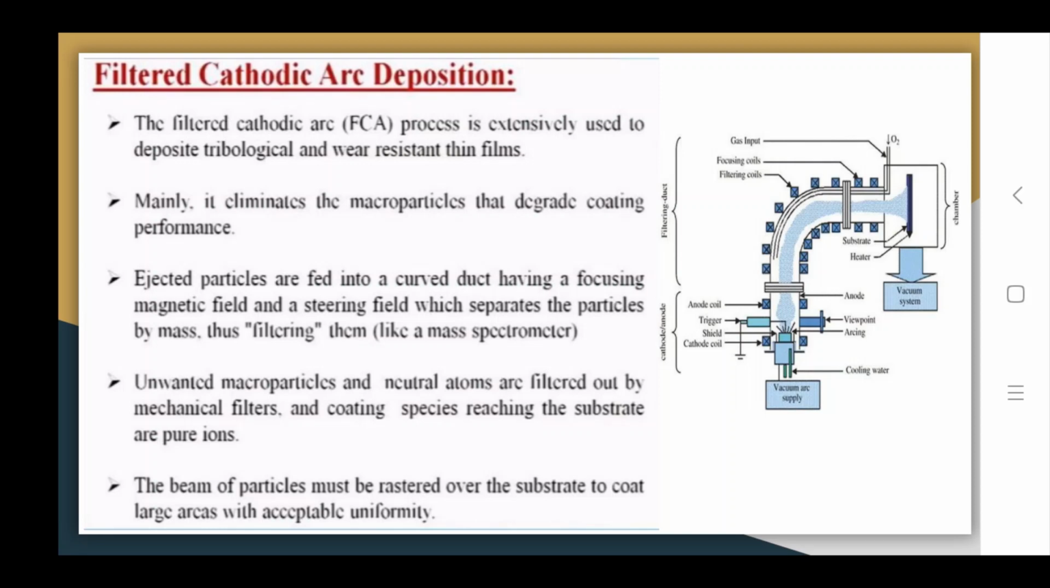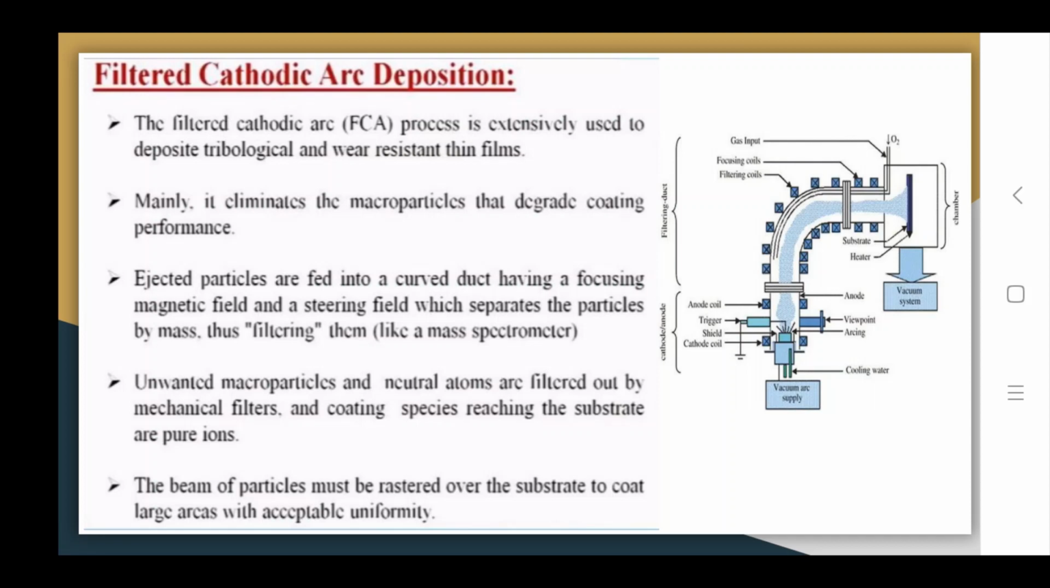There should not be any mixture of bigger and smaller particles, because as we know, if the particle size is bigger, it is very difficult to stick onto the substrate material, and not only that, its surface area will be less. So there will be less adhesion between the coating material and the substrate material. Here ejected particles are fed into a curved duct. You can see in this diagram there is a duct over there. Through this duct your particles are going, and then falling onto your substrate material.